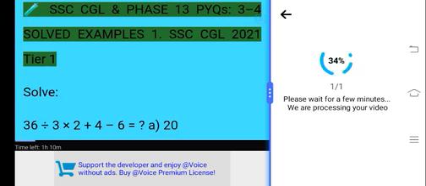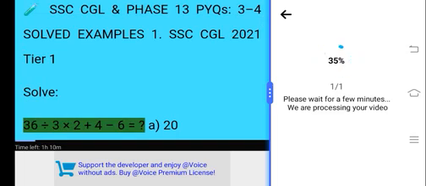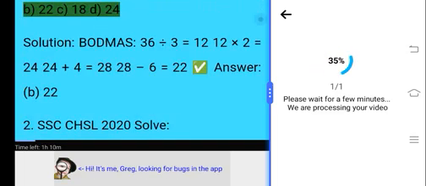SSC CGL and phase 13 PYQs, 3 to 4 solved examples. 1. SSC CGL 2021 Tier 1. Solve: 36 divided by 3 times 2 plus 4 of 6 equals. Options: A 20, B 22, C 18, D 24.